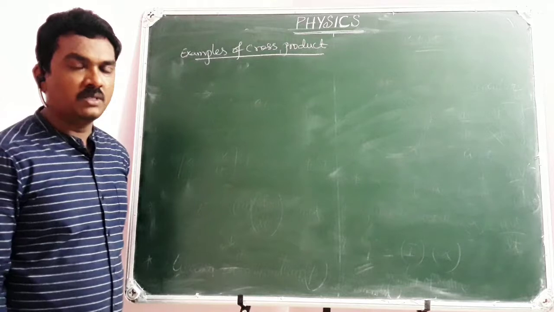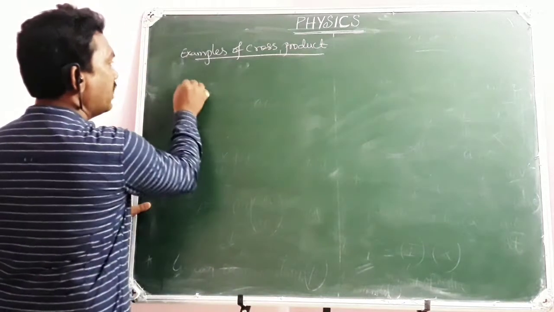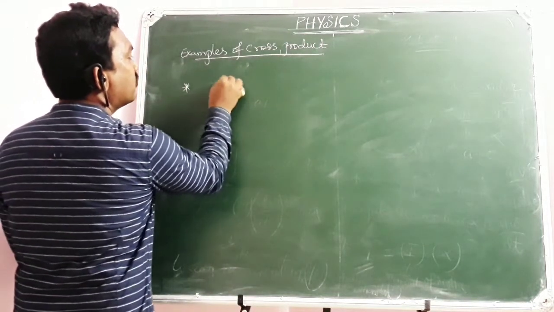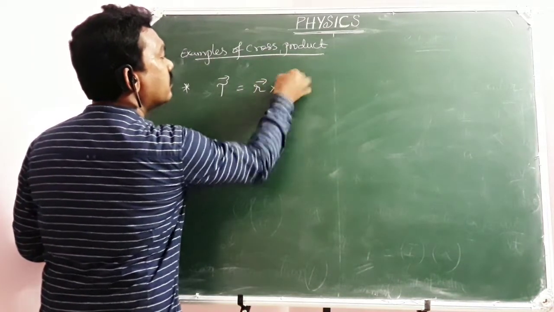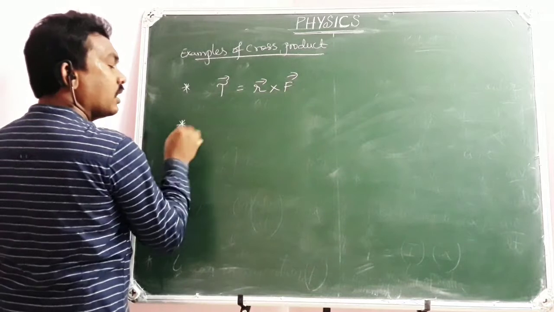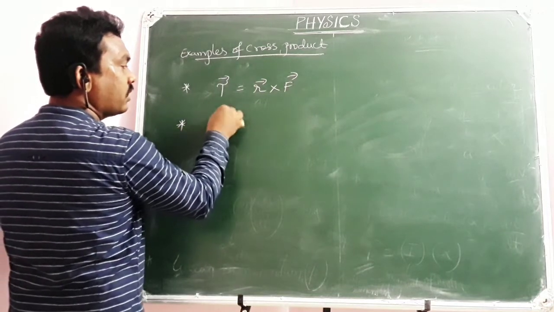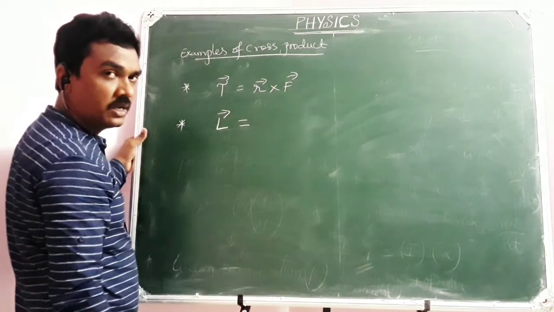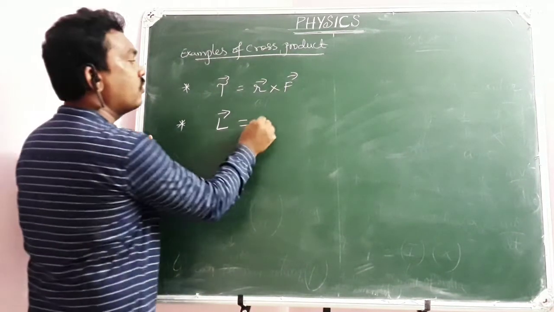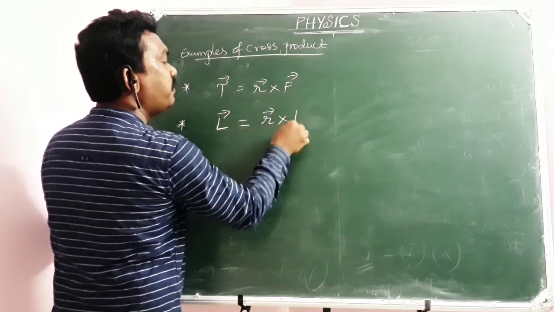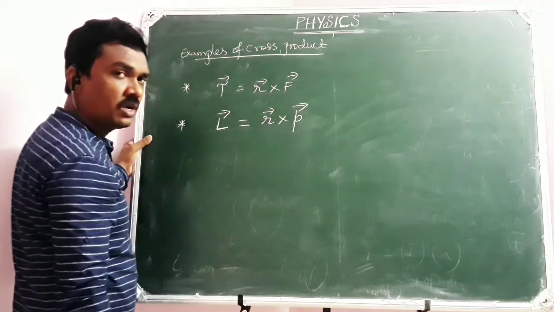So let us conclude the examples of cross product in physics. One is torque: tau bar equal to R bar cross F bar. Similarly, angular momentum L bar equal to, I told you, momentum of a particle in rotating motion or circular motion, angular momentum L bar equal to R bar cross P bar. I think you don't have any doubt.